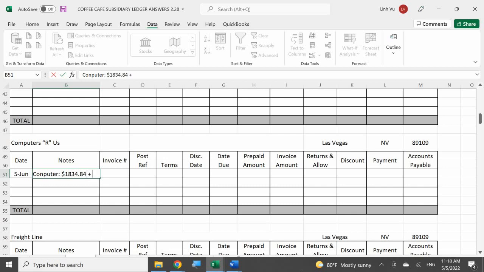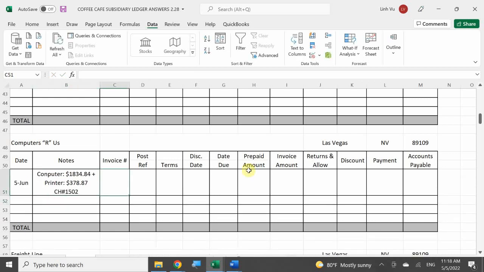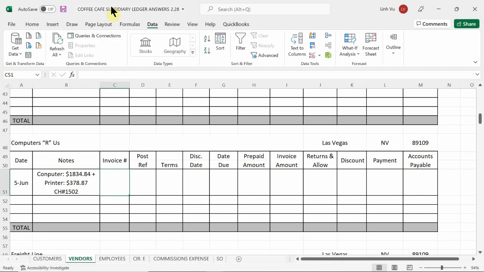Plus, you bought the printer for $378.87, right? And you also paid using check number 1502. So this is good information because when you plug in things like this, let's say you plugged in your printer and all of a sudden it keeps giving you system failure and it just won't print anything out, right?